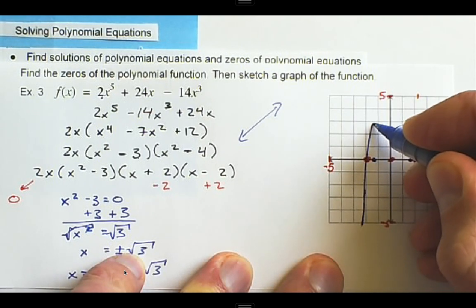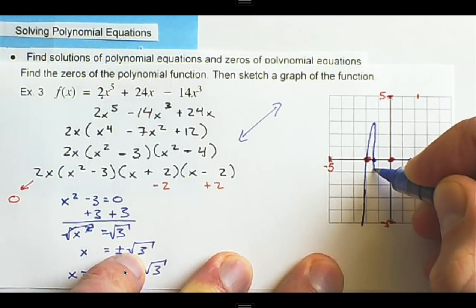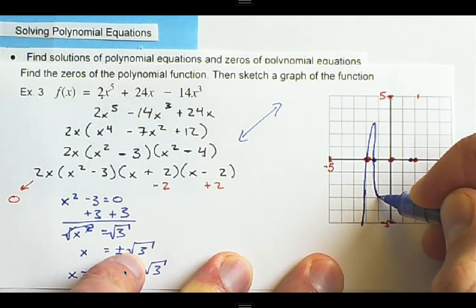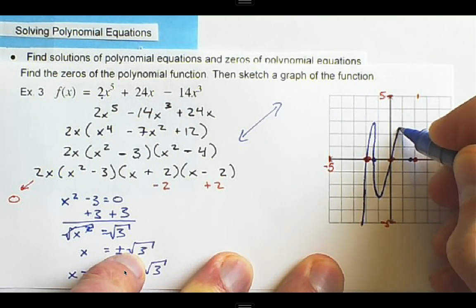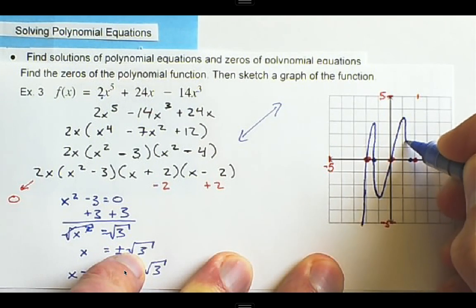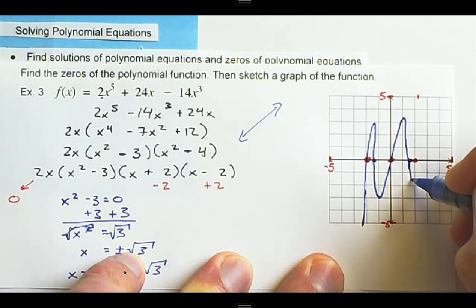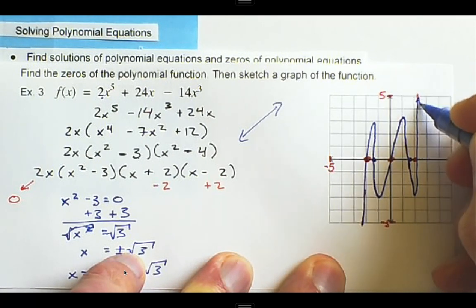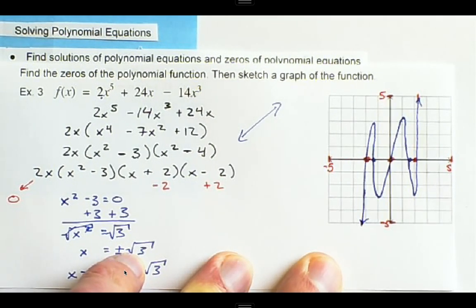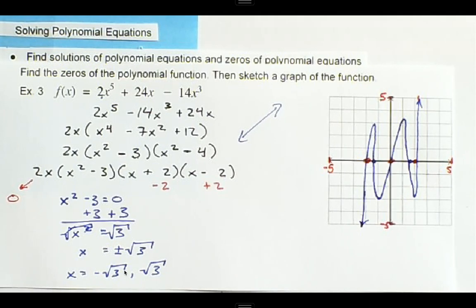Then we're going to find some point, and we're going to come back down and cross back through at negative square root of 3. Then we're going to come back through at 0. And then we're going to come back at positive square root of 3. And then we'll cross back at 2. And then we have our end behavior in both directions going that way.